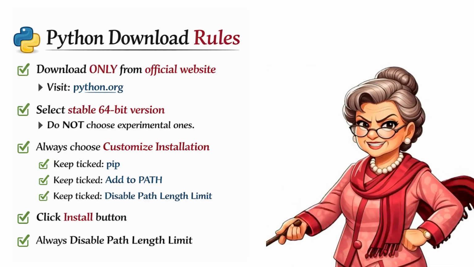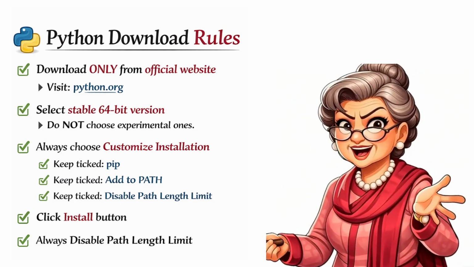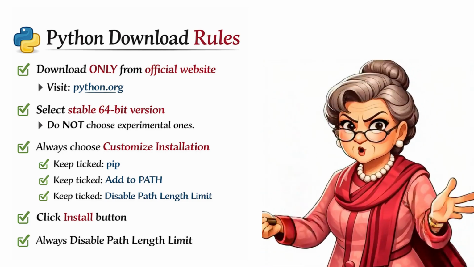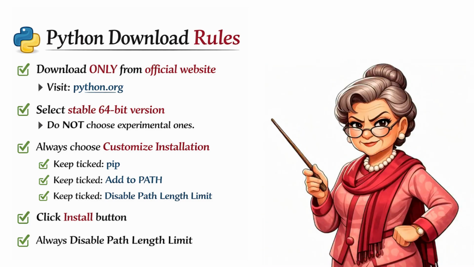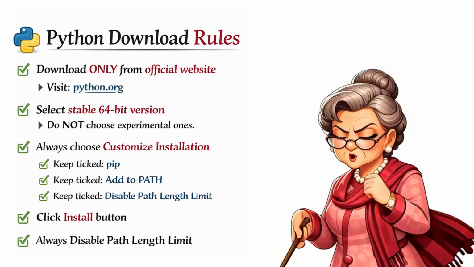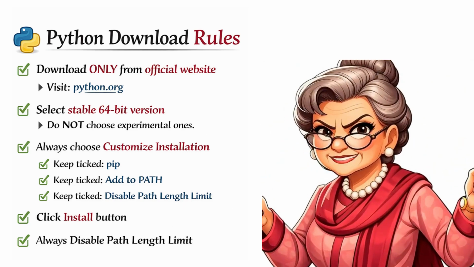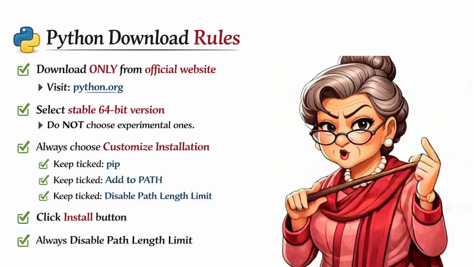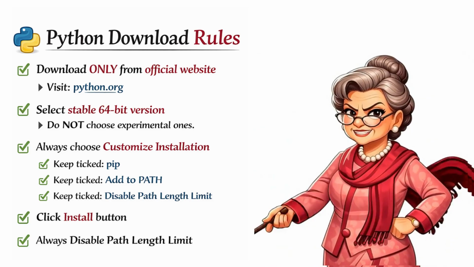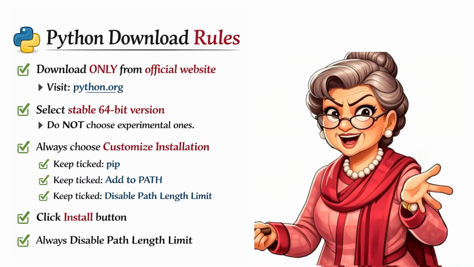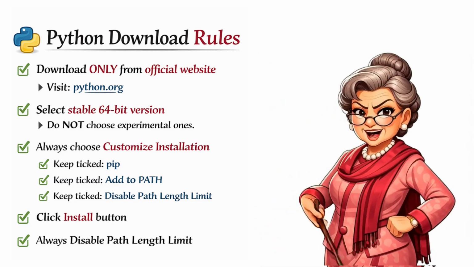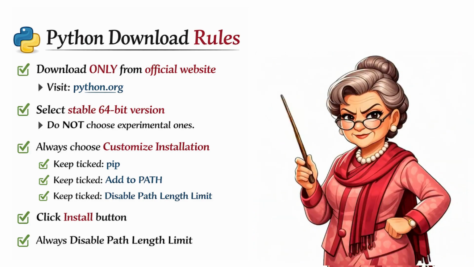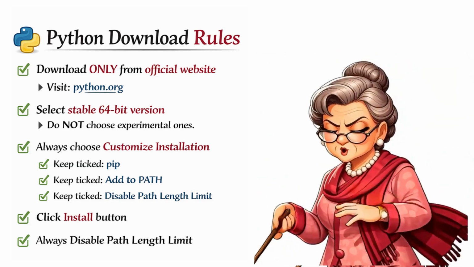Do not forget, before installing Python, follow these rules. Number 1, download Python only from the official website python.org. Second, choose the stable Windows 64-bit installer. Third, select customize installation instead of install now. Then remember to check add to path. Click important options like PIP, and finally, when the installation is done, click disable path length limit, and then only you are ready to use Python. Do not make mistakes.